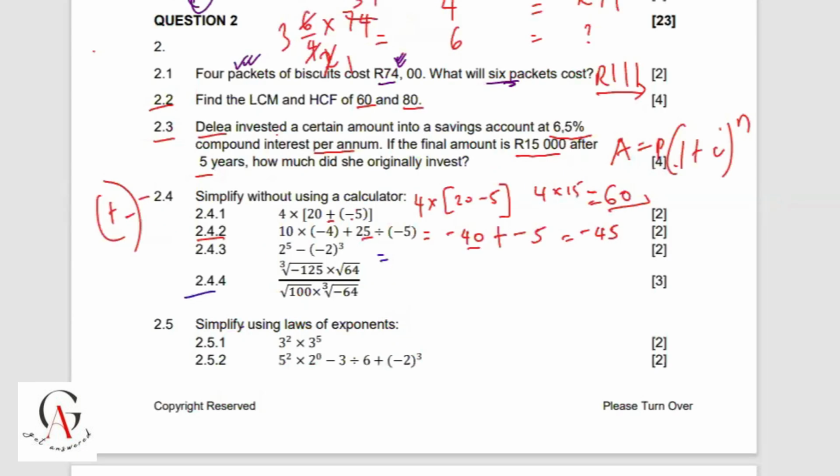Then 2.4.4 for 3 marks. Square roots and cube roots. Okay, let's break this down. The cube root of negative 125 from your calculator gives us negative 5, times square root of 64, which is 8, over square root of 100, which is 10, times the cube root of negative 64, which is negative 4. When I simplify what is on top, I get negative 40 over negative 40. The answer I get is just 1.